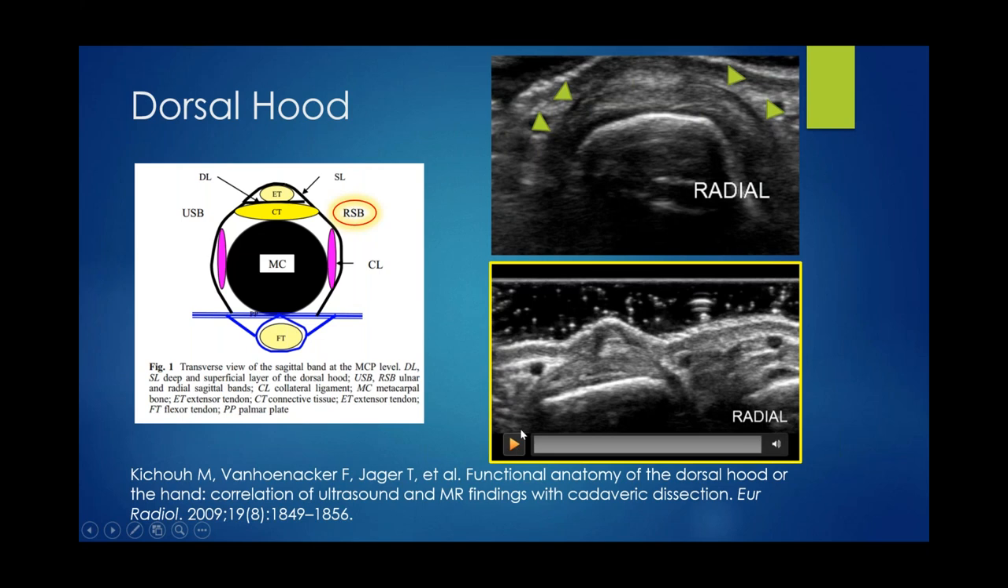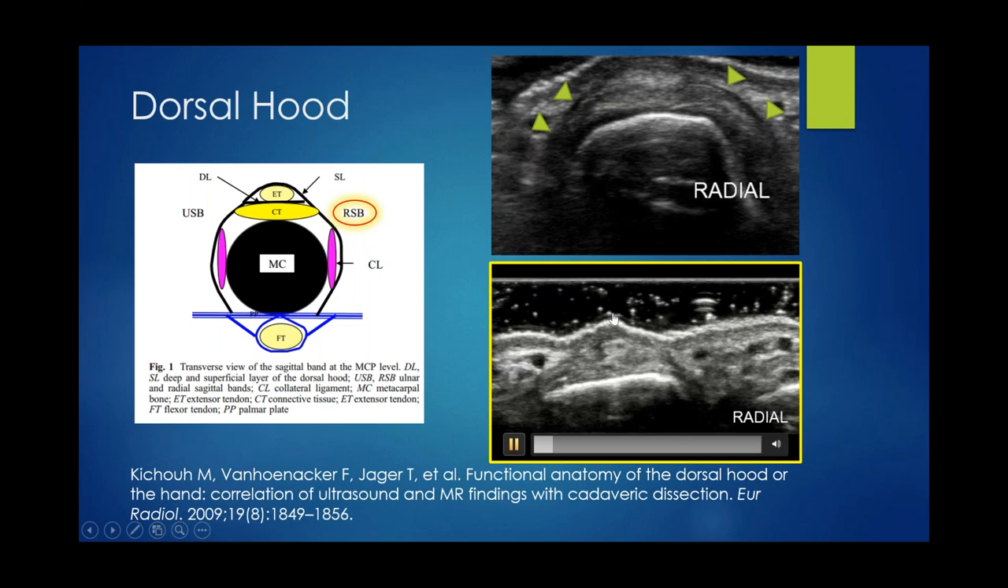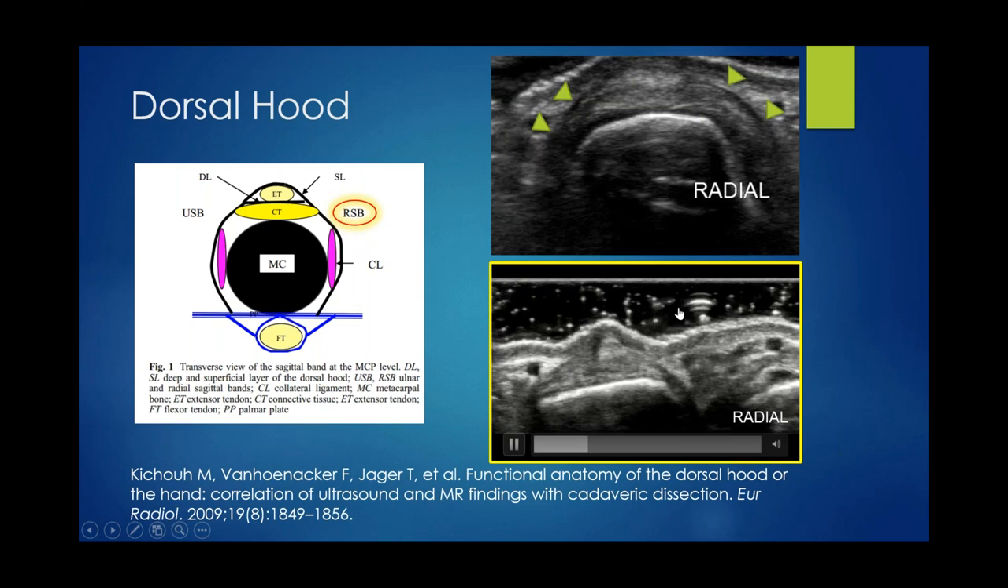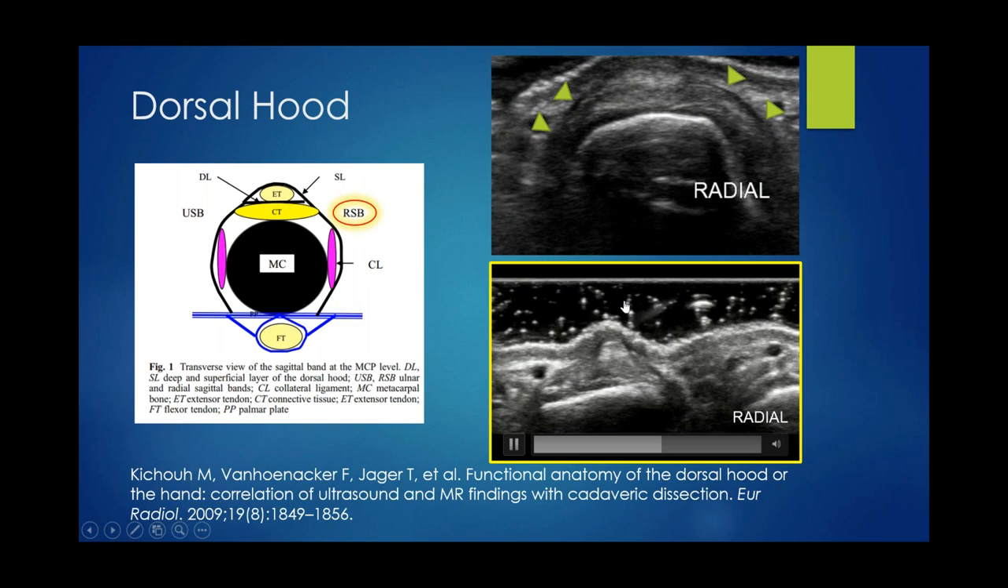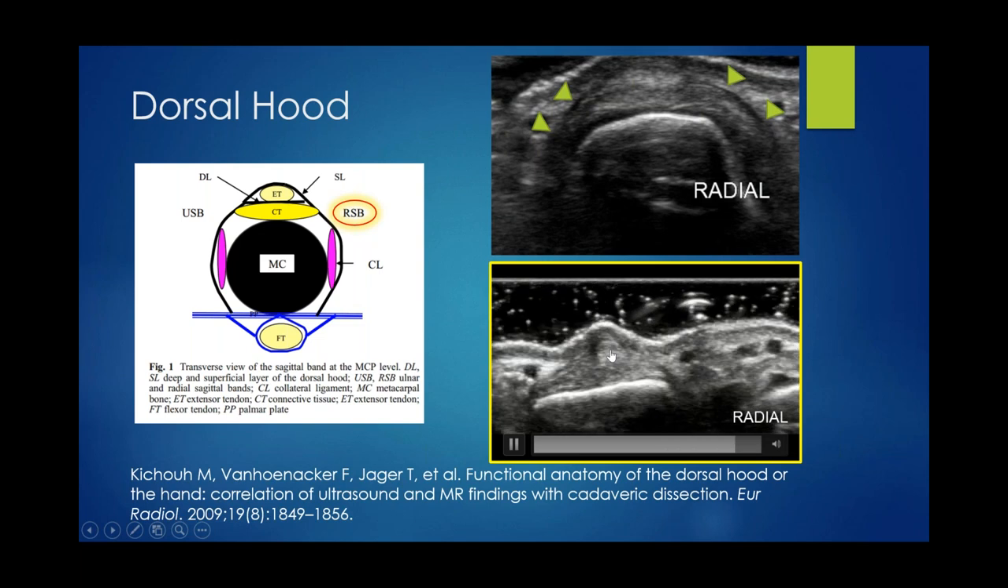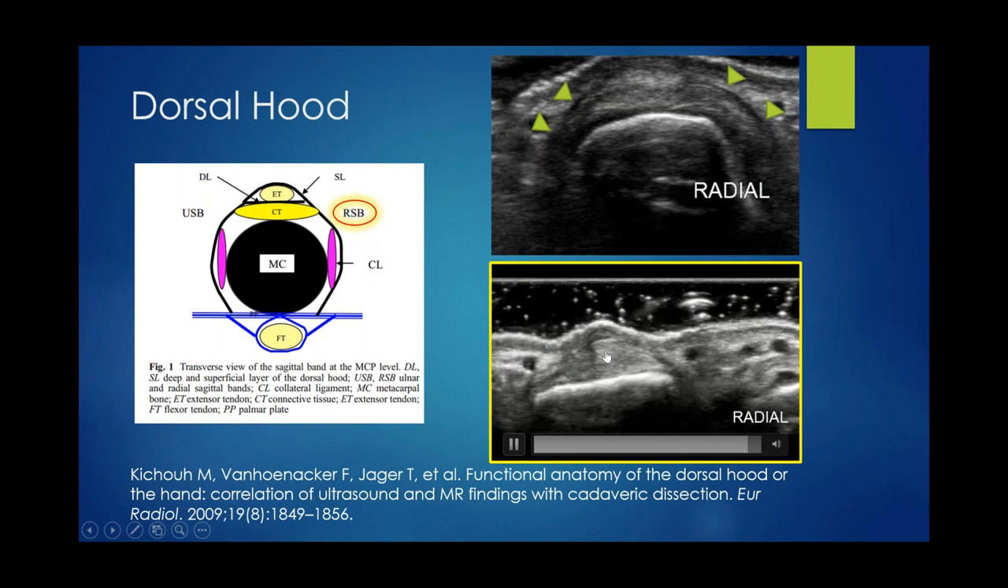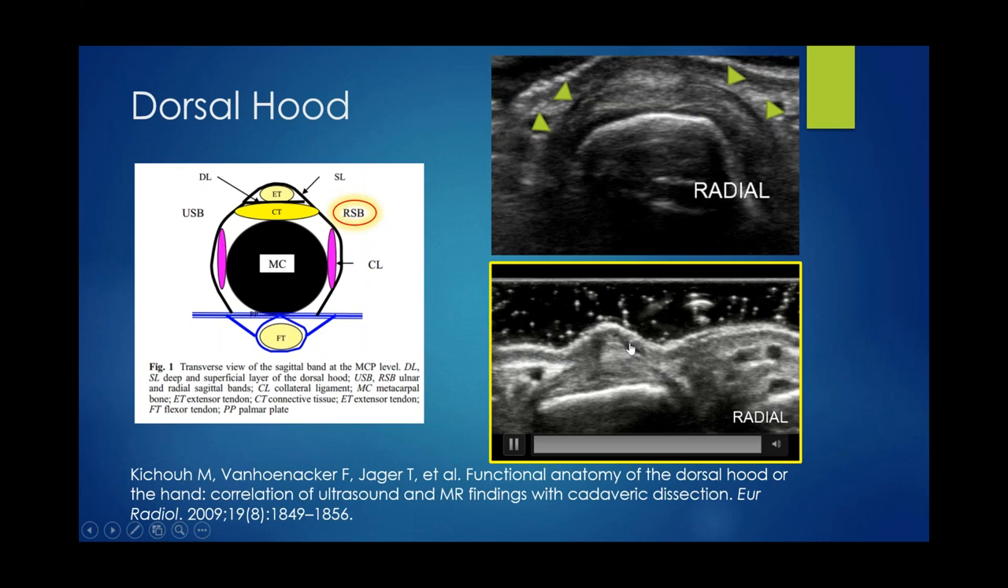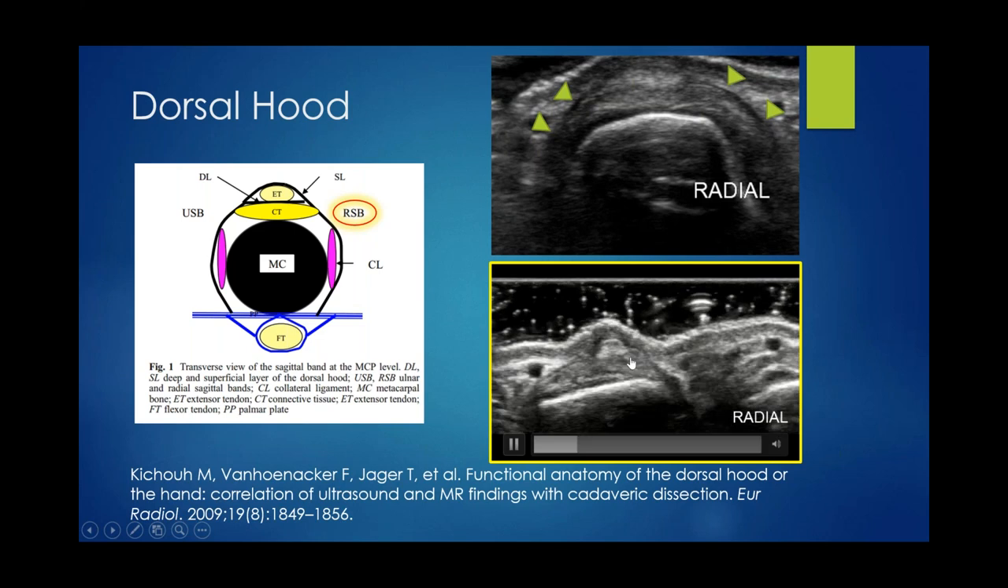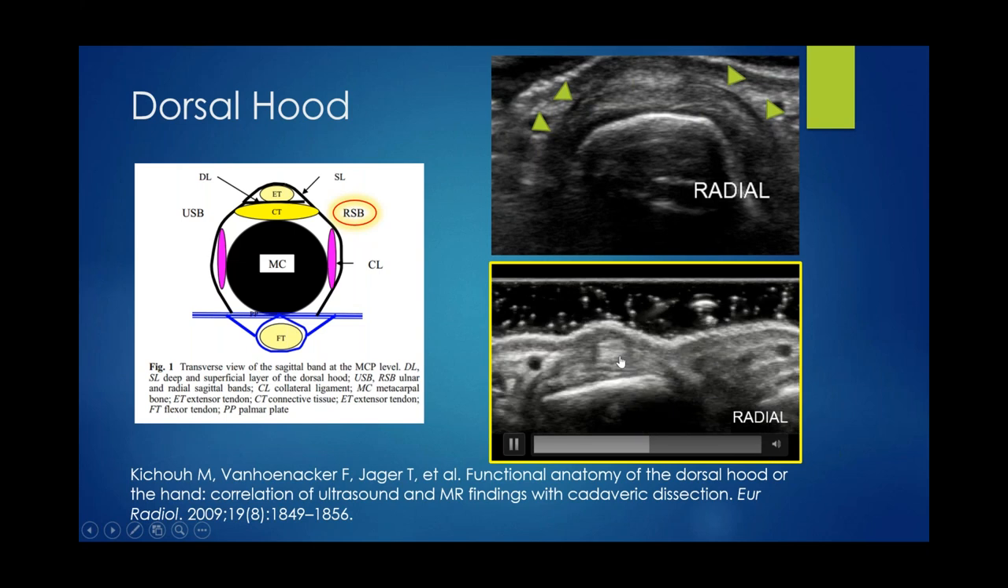Typically, you need to use a large amount of standoff gel here to see these structures as they are quite superficial, and some compression of the transducer may prevent subluxation of the tendon. So you want to use very light transducer pressure. Here, the tendon is being isometrically contracted, and it's tensioning the sagittal bands on either side, showing that they are intact. If they were not intact, then the tendon would migrate in an ulnar direction.